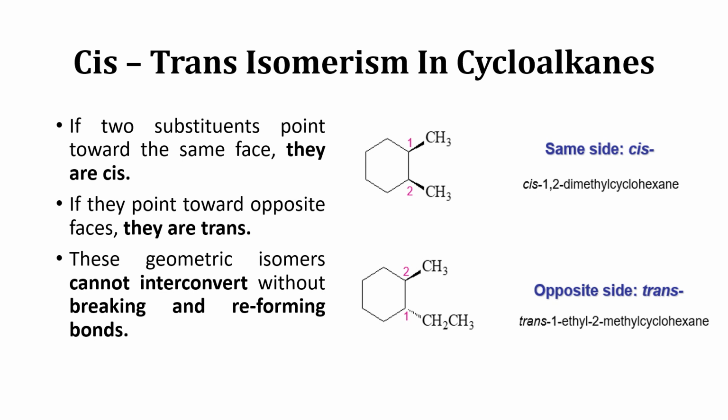A cycloalkane has two distinct faces. If two substituents point towards the same face, they are cis. If they are pointing towards opposite faces, they are trans. These geometric isomers cannot interconvert without breaking and reforming bonds.